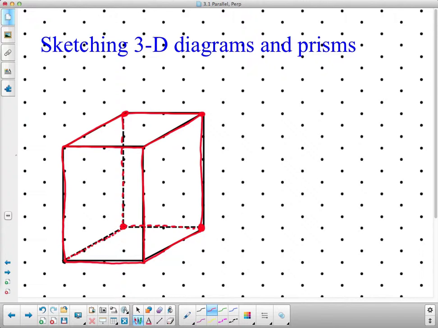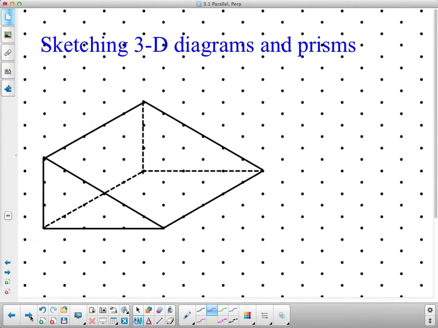I can go home and say I learned something. How to draw 3D things. And you got the dashing, so it really does look 3D. Yeah. Okay, let's try another prism. Let's try a triangular prism.